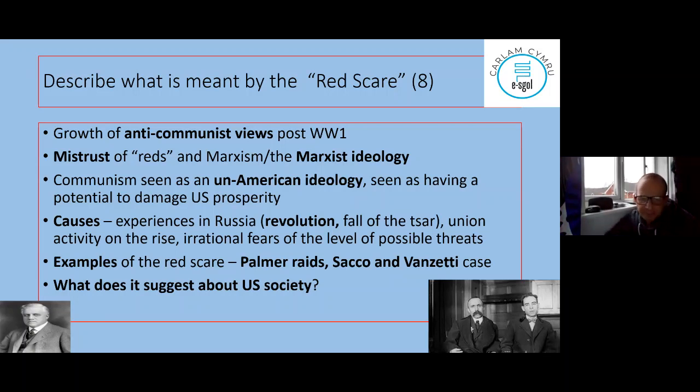So why did it happen? Experiences in Russia, like the fall of the Tsar and his wife and the family, the Russian Revolution itself, union activity on the rise in the United States in the 20s, or supposedly on the rise, fears of the level of possible threats to America. For example, threats to American homeland. There were a number of bombing attempts. For example, there was one in Wall Street in this era.